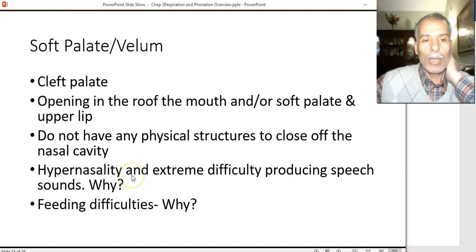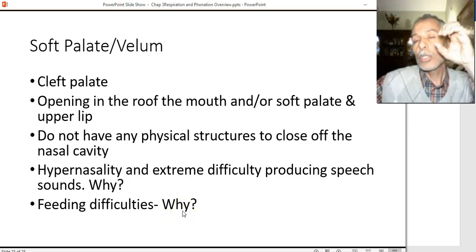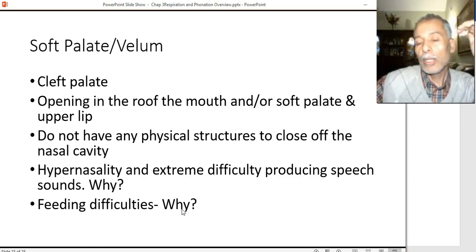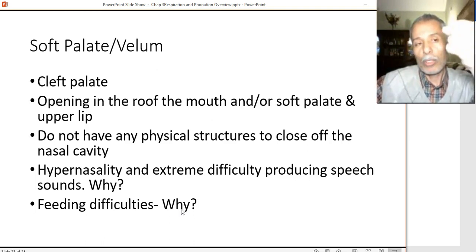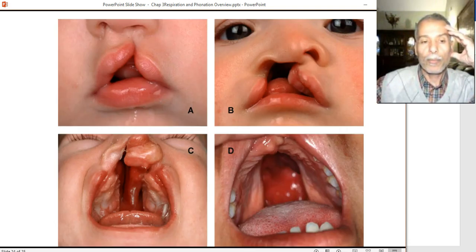So hypernasality is the major problem, and also difficulty producing speech, and also swallowing. Because for swallowing, you need to seal the upper airway completely, and then they produce peristalsis that will propel whatever you are eating, to send it down.